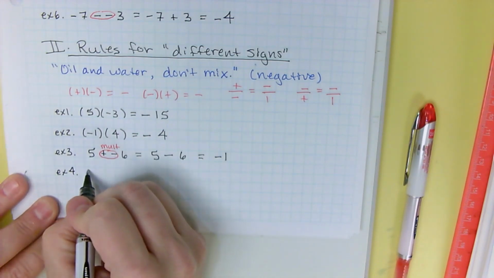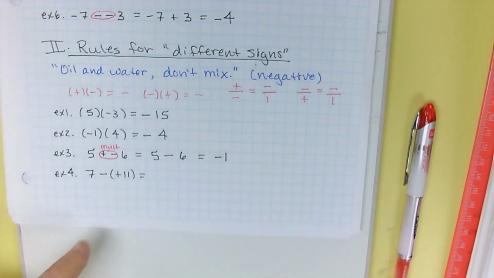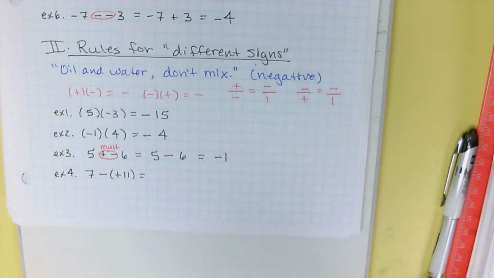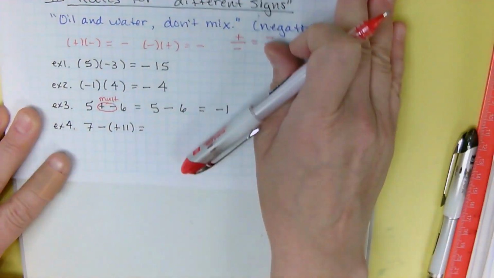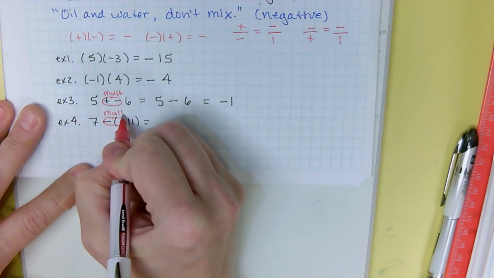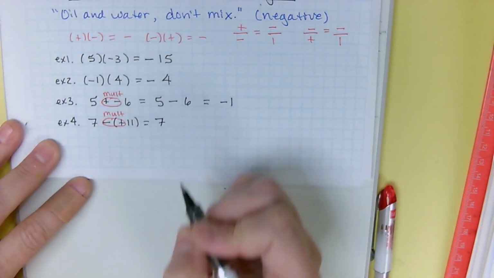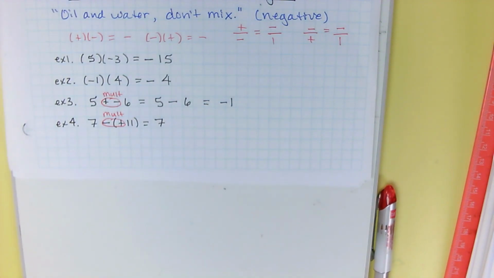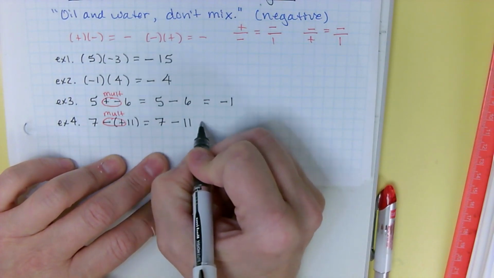Just about done here. 7 minus a positive 11. Again, sometimes the second number will go in parentheses. Don't let that throw you. You still have 2 signs next to each other. They are still being multiplied, even with the parenthesis in there. So the 7 does not change. A negative times a positive, oil and water don't mix. It's a negative 11.